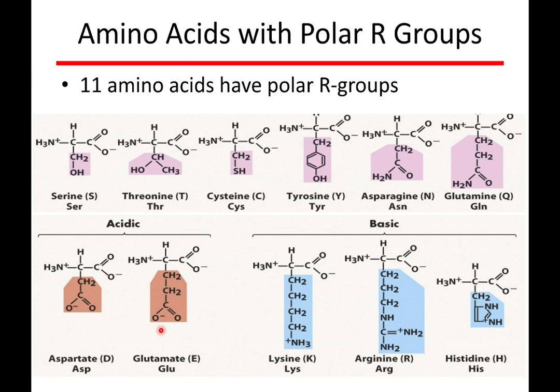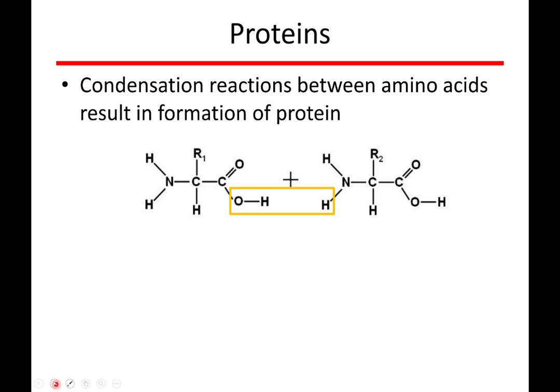Again, I'm not going to make you memorize all of these structures. I'm just putting this information up here just so that you can see the variety of different amino acid structures that you can have. Now, one thing that you will be expected to know about is how you can begin to make proteins by performing condensation polymerization between two amino acids.